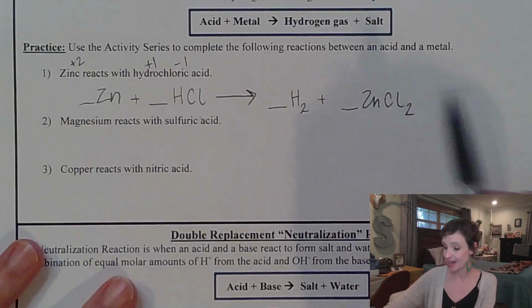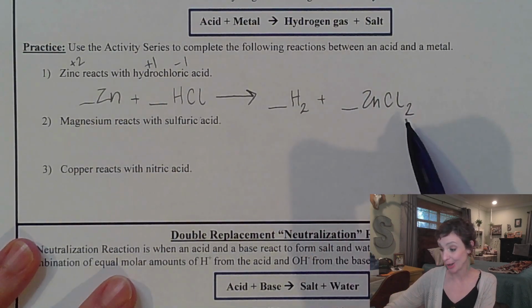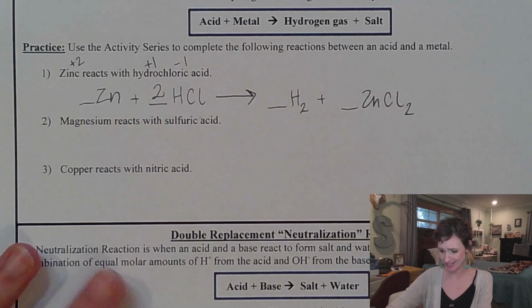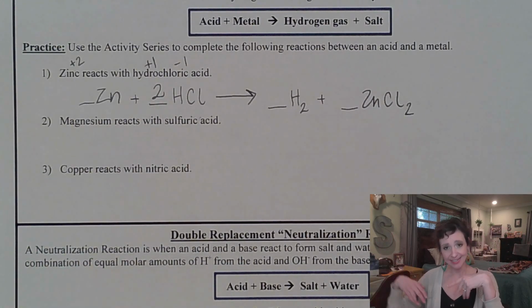It looks like to balance, my hydrogens and my chlorine situations are all 2 over on the product side, so I can put a 2 right there. So that's a single replacement reaction. Congratulations. If I put zinc in an acid, it would make bubbles, and that means the reaction has occurred.